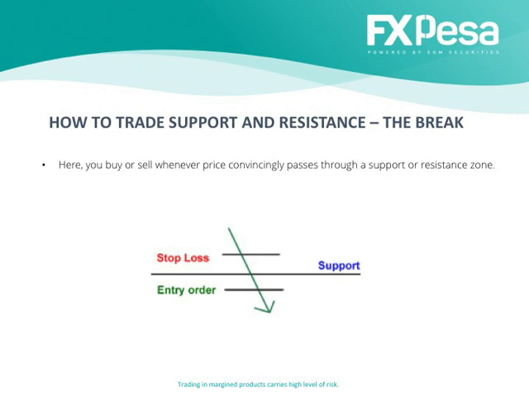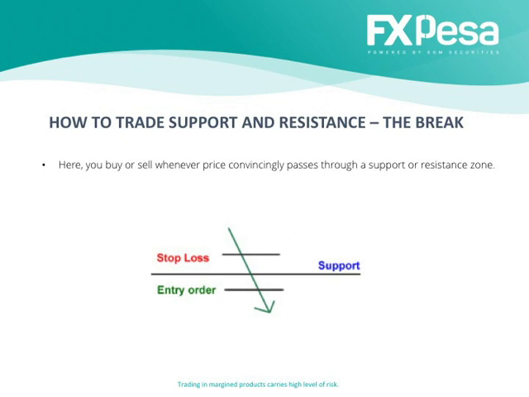The other technique of trading support and resistance is known as the break. Here, you buy or sell whenever the price convincingly passes through a support or resistance zone. As illustrated below, when the price passes the support level, this can be an indication to enter the market on a sell order.